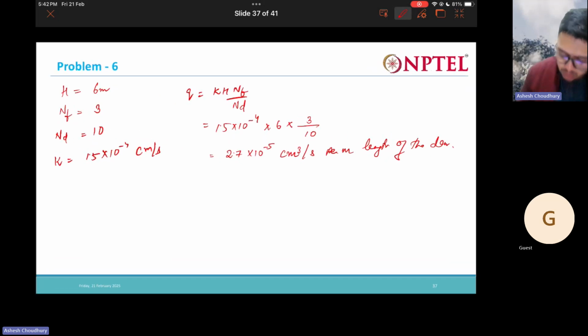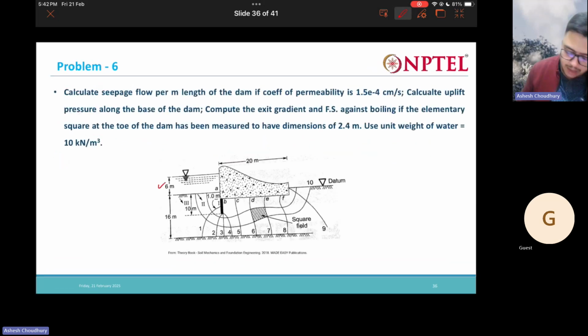Okay, so what more are we asked? Calculate the uplift pressure. We'll calculate the uplift pressure after we calculate the other part. Compute the exit gradient and the factor of safety against boiling. The elementary square at the toe of the dam has been measured to a dimension of 2. Let us do this part first. Now, what is the exit gradient? Exit gradient is the gradient here where the water is exiting at this part.